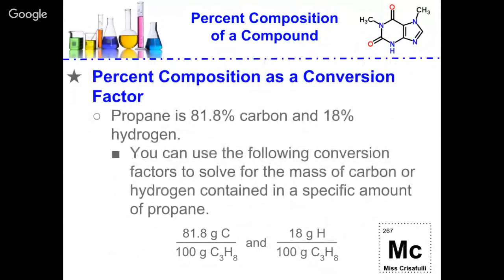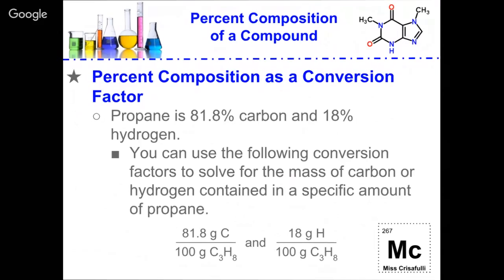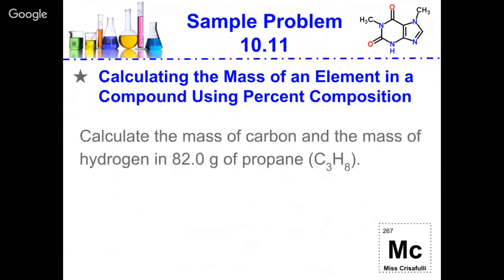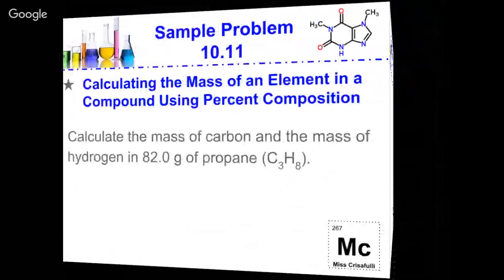So we found out from the problem before that propane is 81.8% carbon and 18% hydrogen. So we can change these into conversion factors. We know that in 100 grams of propane, 81.8 grams of that is carbon. And we know in 100 grams of propane that 18 grams of that is hydrogen. So we can set this up and solve for the mass of carbon and the mass of hydrogen in an 82-gram sample of propane. So what would that look like?